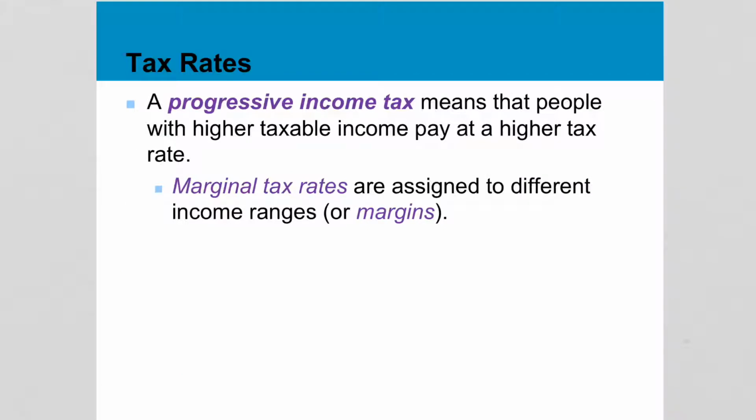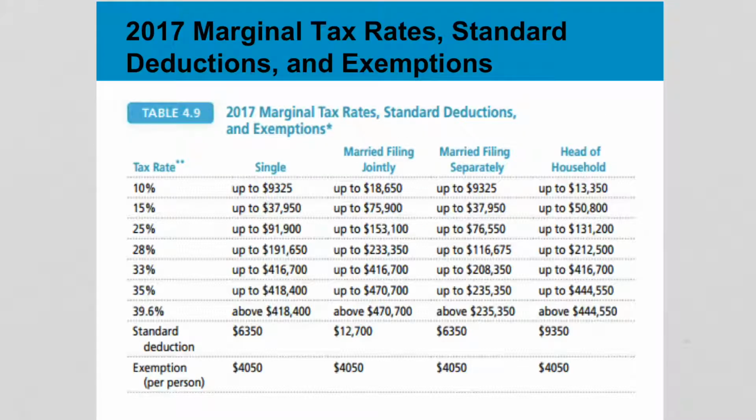A progressive income tax means that people with higher taxable income pay at a higher rate. And they do. They also get more, we'll see later on, for their donations too, though. Marginal tax rates are assigned to different income ranges or margins. So here are the 2017 marginal tax rates.